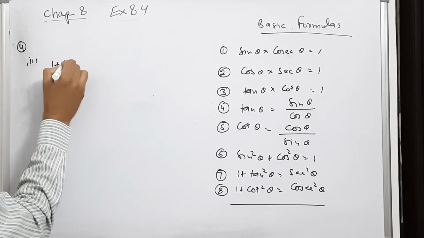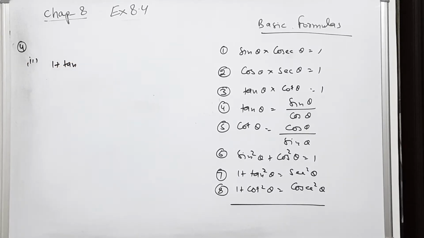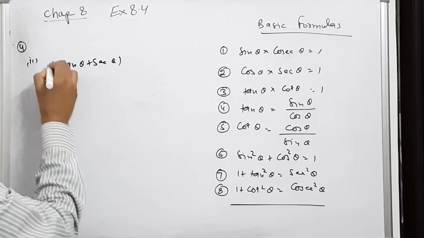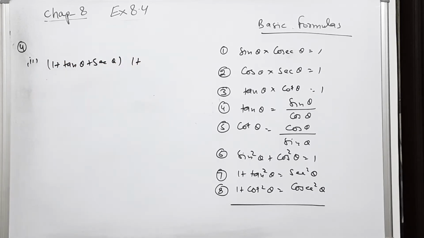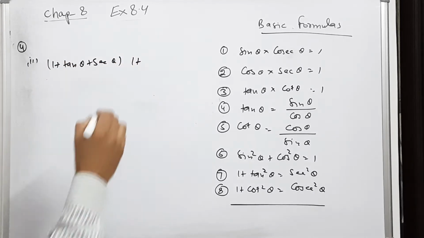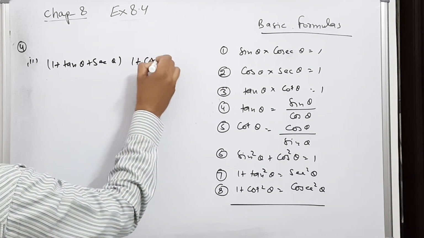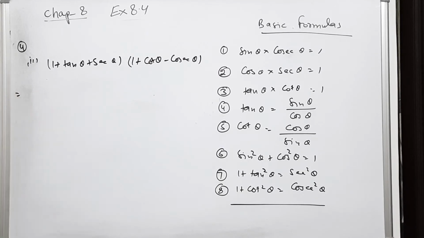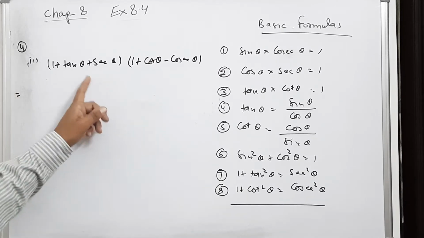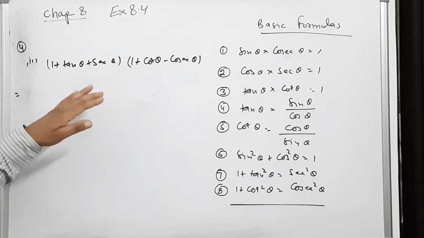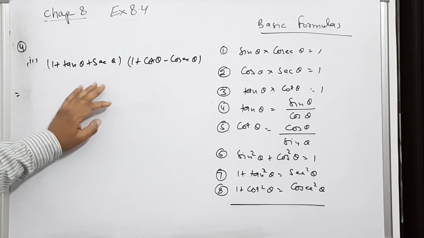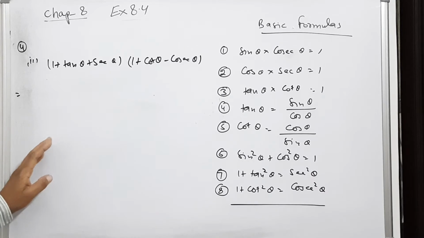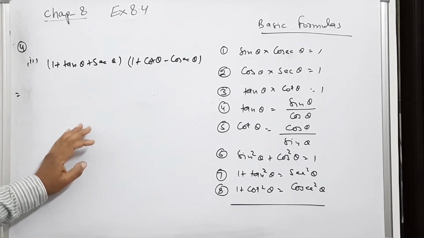It is 1 plus tan theta plus sec theta and 1 plus cot theta minus cosec theta. See, if you have any doubt that it is an objective, it is not objective. It is a 3 marks problem if it is asked in the exam. And just by looking at this, you cannot select any choice. It is not objective at all.